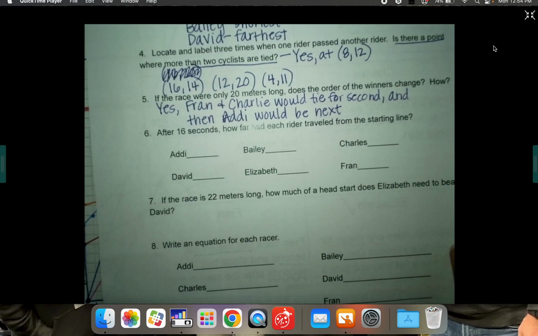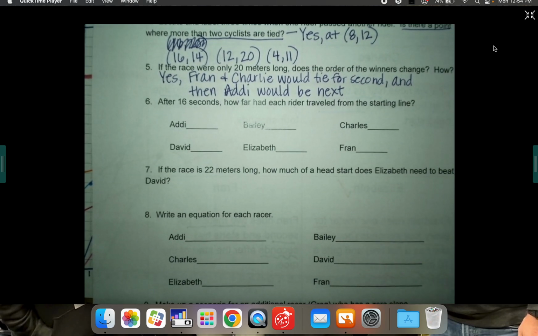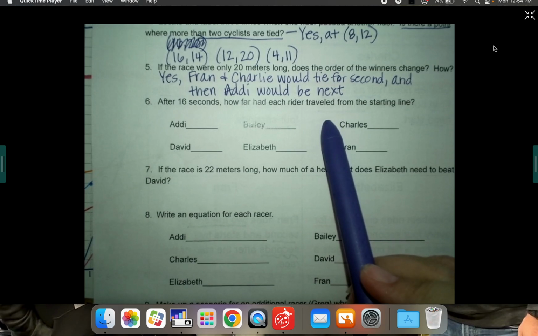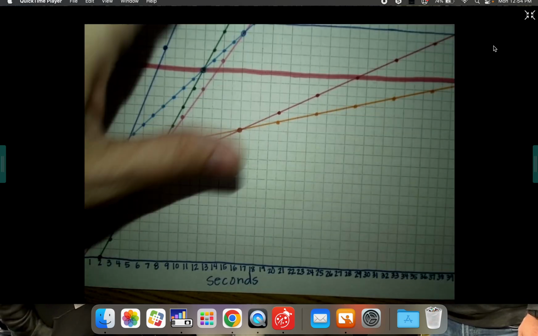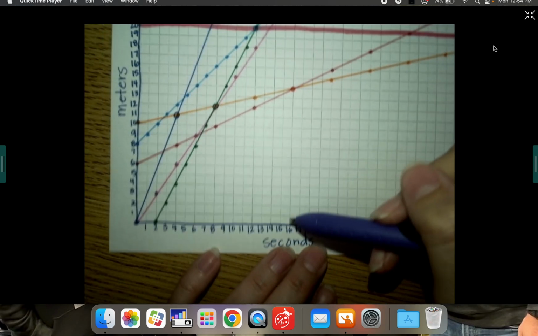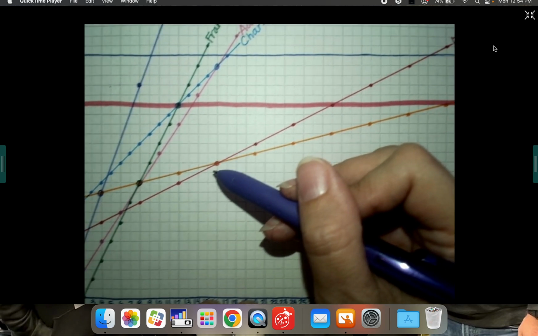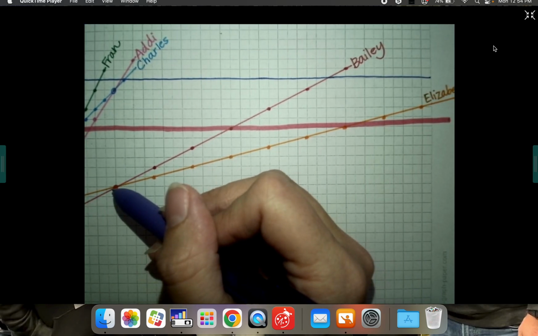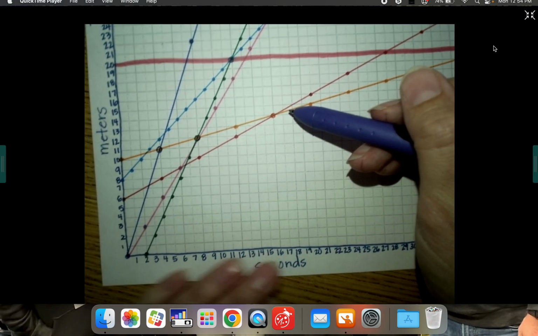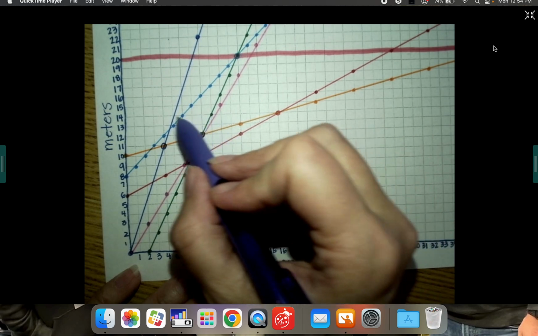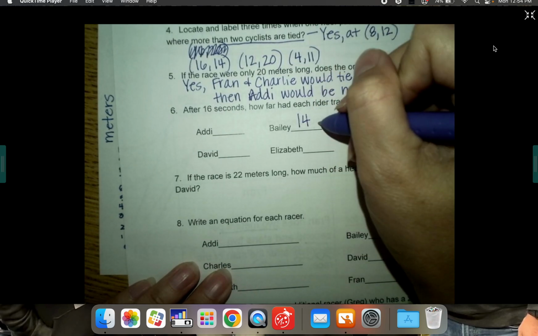All right, next question. After 16 seconds, how far had each rider traveled from the starting line? So let's go to the 16-second mark, and let's just go up till we touch their dot. 16 seconds. Who are these two people? Bailey and Elizabeth. Okay, Bailey and Elizabeth had both traveled how far? 14 meters. All right, Bailey 14, Elizabeth 14.